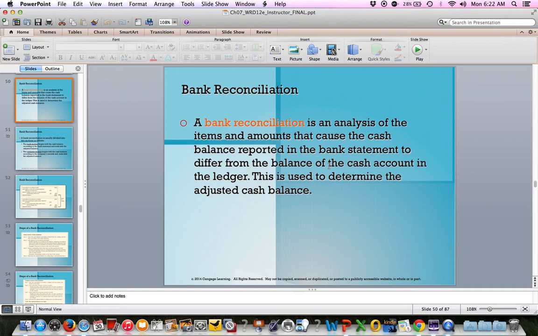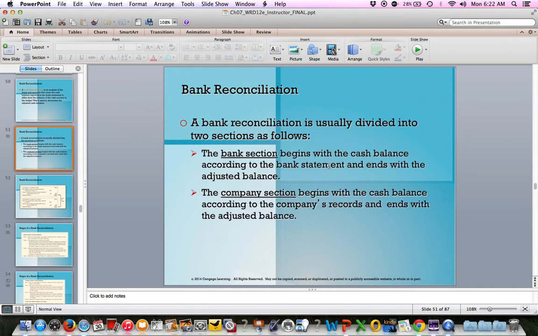Right? You simply just look at your ledger account for cash. What's that ending balance versus my bank statement balance? Are they different? Odds are yes. And if they're different, how do we reconcile down to a common number? So it's divided into two sections, the bank section and the company section. The bank section begins with the cash balance according to the bank statement and ends with the adjusted balance. The company section begins with the cash balance according to the company's records and ends with the adjusted balance.